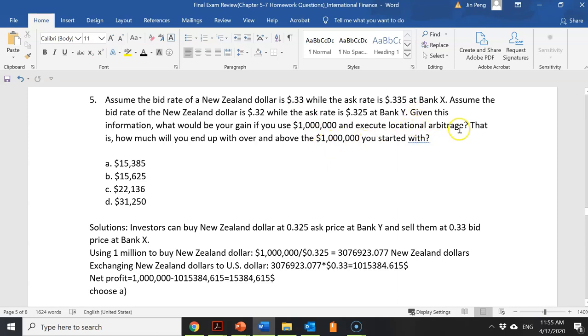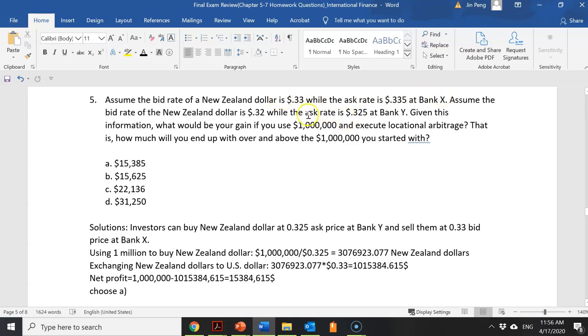We can do locational arbitrage because we can see that Bank X has higher bid and ask compared to Bank Y. So we can arbitrage the difference between the two banks. Investors can buy New Zealand dollars at the lower 0.325 ask price at Bank Y and sell them at the higher 0.33 bid price at Bank X. Okay, buy low and sell high. Bank Y has a low price, Bank X has a high price.